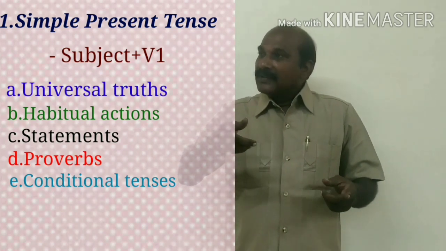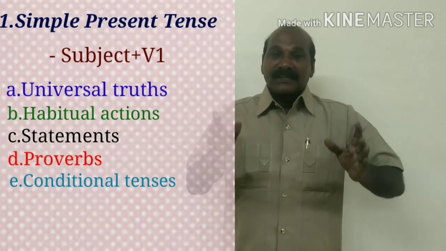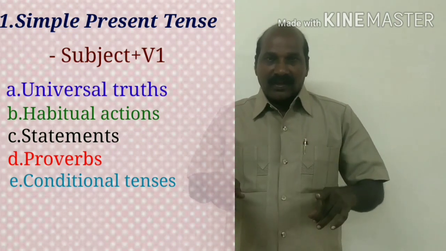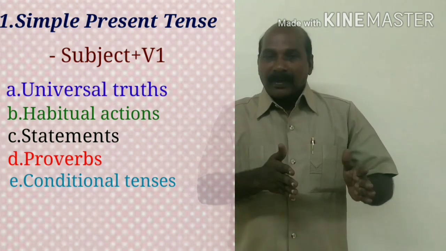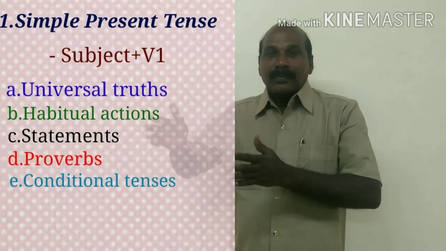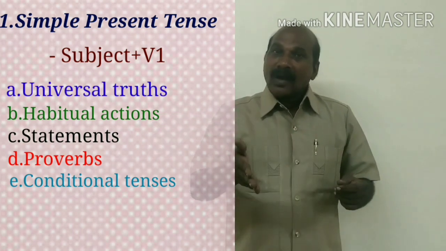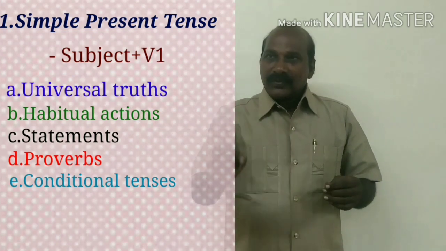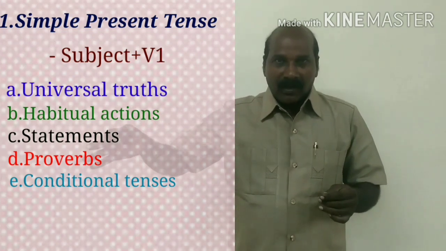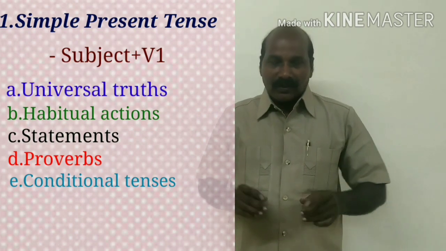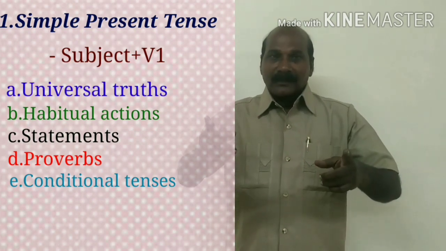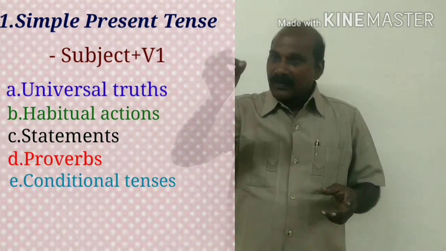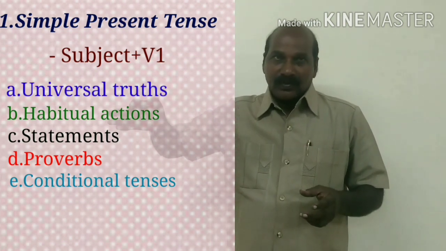And we use the simple present tense to indicate certain conditional sentences also. In the very conditional tense, we use simple present tense and simple future. If you work hard, you will get success. In the if clause, we use simple present tense, and in the main clause, we use simple future. If you walk fast, you will catch the train. This is the combination of simple present tense and simple future.